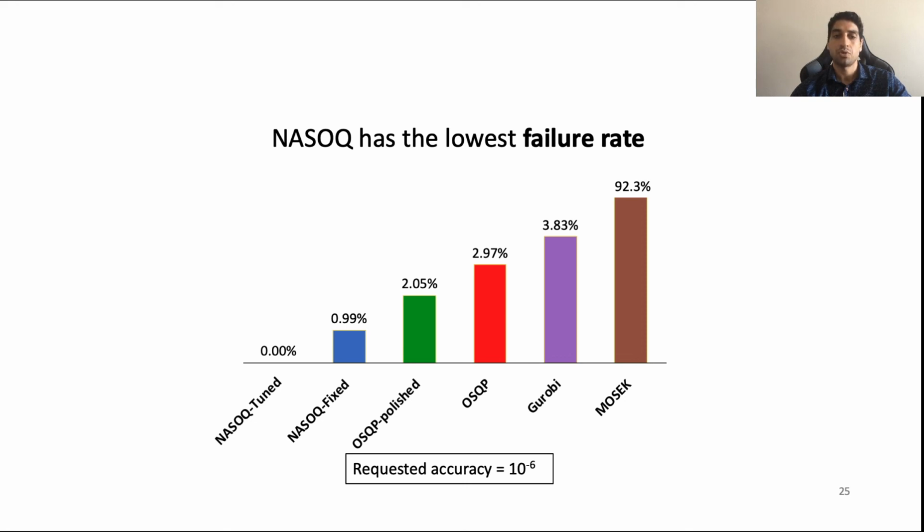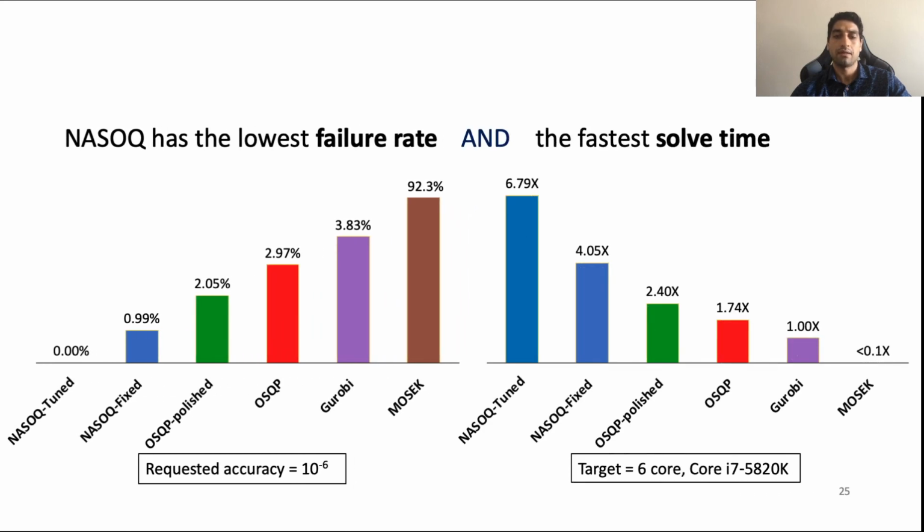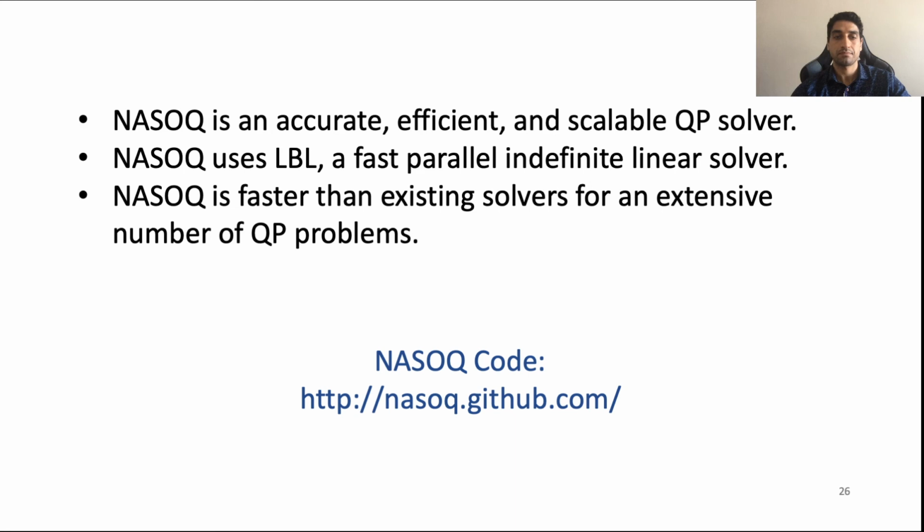The results show NASOQ tuned has no failure across problems, while NASOQ fixed has the lowest failure rate after NASOQ tuned. The results also show that, along with the greatly improved reliability, NASOQ is on average the fastest solver across the entire benchmark set. Again, please see our paper and repository for details.